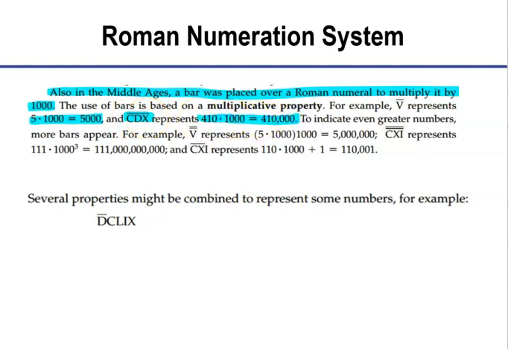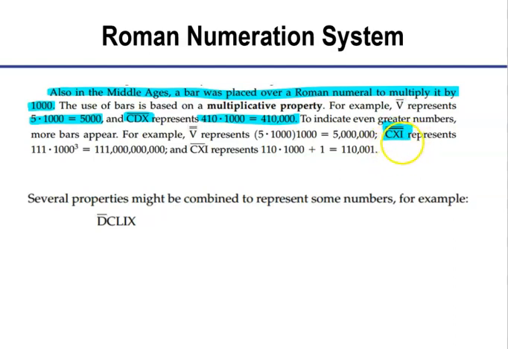So to indicate even greater numbers, more bars appear. For example, V with 2 bars above it, that's V times 1,000 times another 1,000. So anytime you see a bar, that's times 1,000 for every single bar. CXI, again, don't cheat over there and look. Remember, C is 100, X is 10, since it's to the right, that's 110.